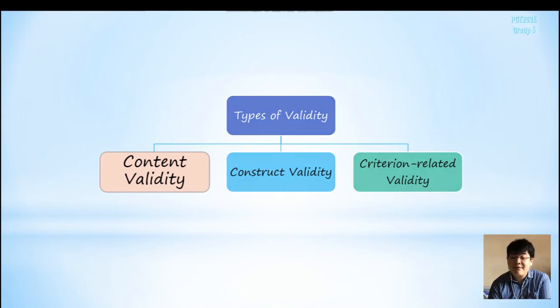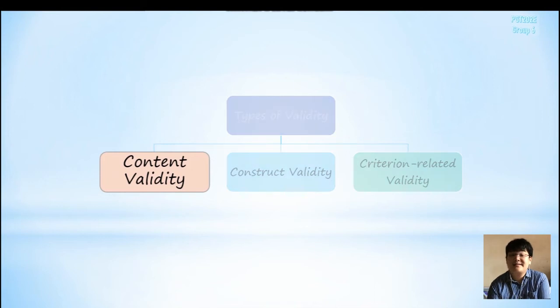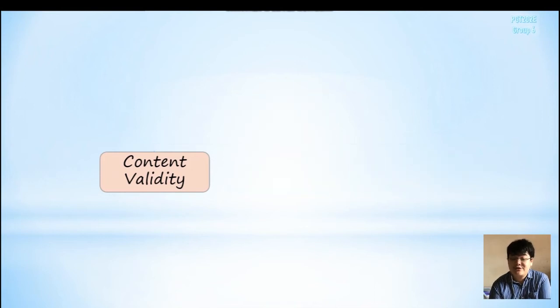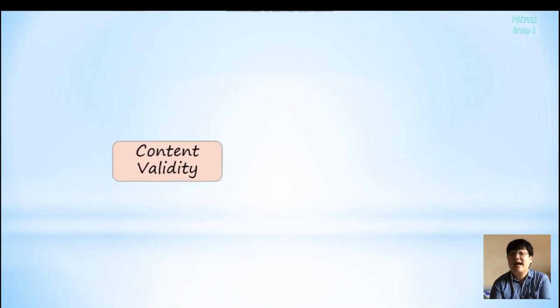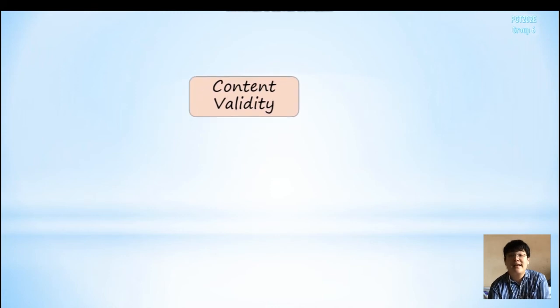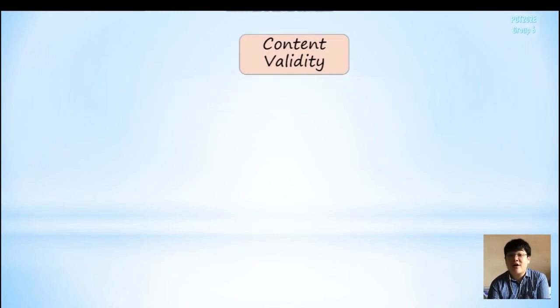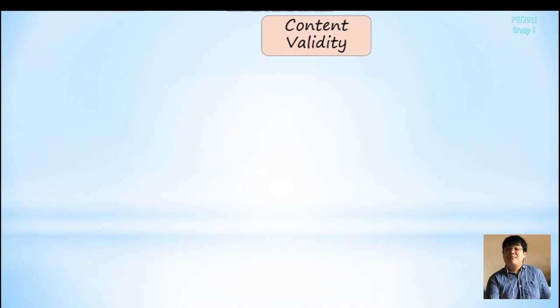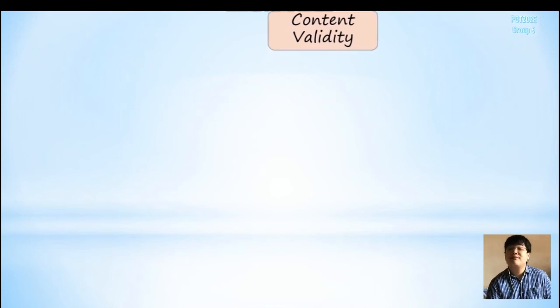A brief introduction to content validity. Content validity is the extent to which a test measures a representative sample of the subject matter content and the behavioral change under consideration. In other words, content validity concerns primarily the adequacy with which the test items adequately and representatively sample the content area to be measured.